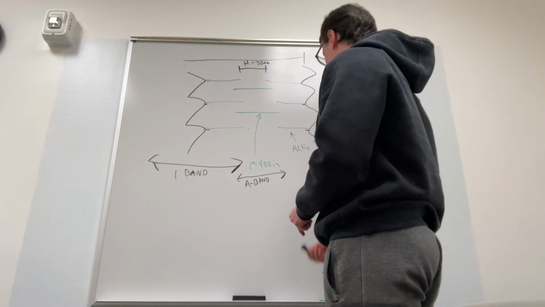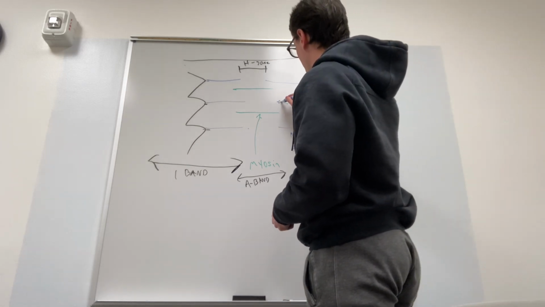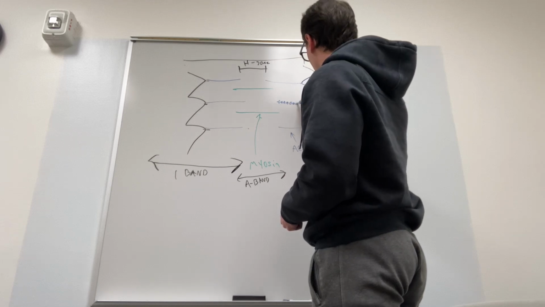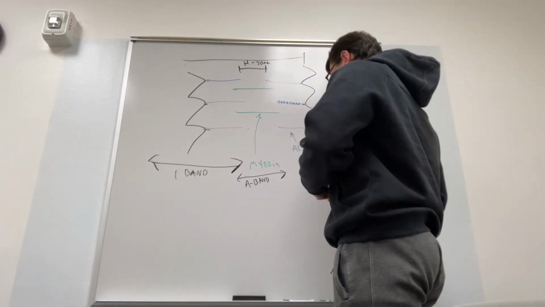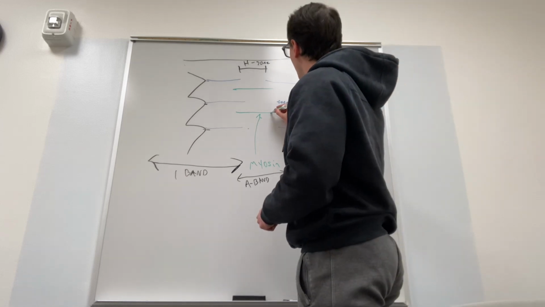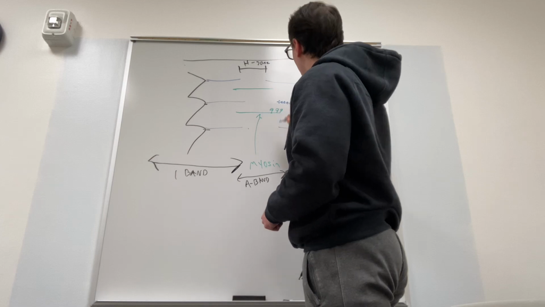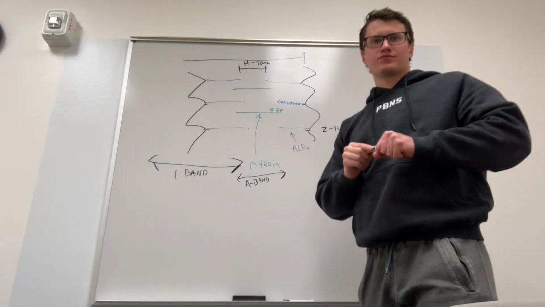So actin will have all those active sites that we need when we get to the power stroke. And then myosin will have the myosin heads required for the power stroke.